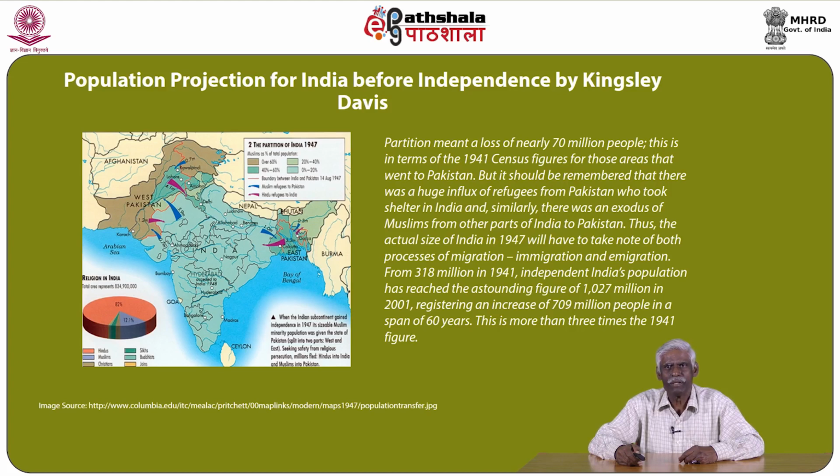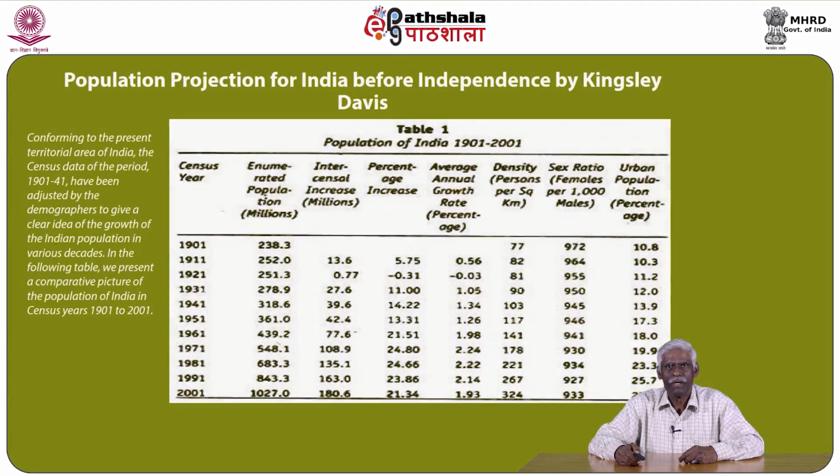But it should be remembered that there was a huge influx of refugees from Pakistan who took shelter in India, and similarly there was an exodus of Muslims from other parts of India to Pakistan. Thus, the actual size of India in 1947 will have to take note of both processes of migration, that is immigration and emigration. In this way, the data from 1941, and how it has moved over a period of time in the subsequent census years, has clearly shown the growth in the population size, as depicted in Table 1 of the population of India between 1901 and 2011.